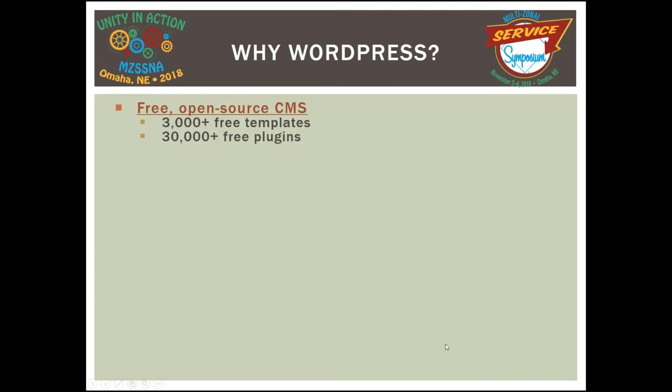So, why WordPress? First, WordPress is free. It's an open source content management system. It has over 3,000 free templates and over 30,000 free plugins that you can use to solve almost any problem out there. There are 3 big content management systems out there. The first one is WordPress. The next, as far as market share is concerned, is Joomla, and then Drupal are the 3 open source ones. There are also other ones as well.